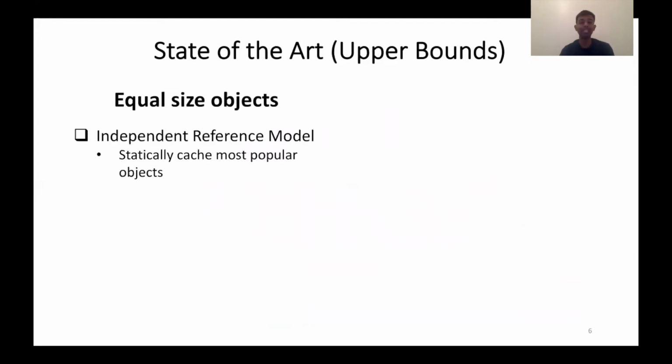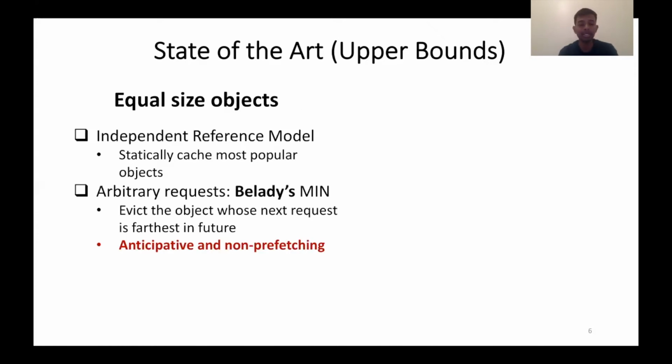With that in mind, many previous works in the literature have studied the problem of finding an upper bound on object hit probability. For example, for equal size objects under the independent reference model, it is optimum to cache the most popular content all the time. This is also known as static caching or LFU. Another case is when the request process is non-IRM, even an arbitrary request process: Belady's MIN algorithm gives you an upper bound on the object hit probability. You evict the object whose next request is farthest in the future. This is anticipative, that is, it needs to know the future request process, and it is non-prefetching.